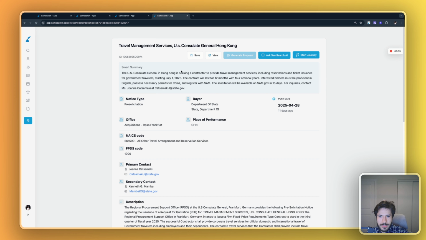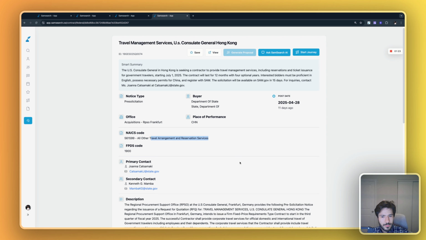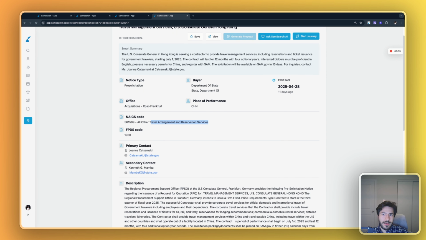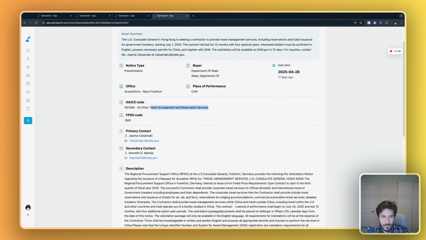Now, let's say I'm looking at this federal government contracting opportunity, and I see that it's by the Department of State, and it's for travel arrangements and reservation services. Now, a very important step before I even read more into this is I want to understand the spending of the Department of State in the travel arrangement and reservation services NAICS code. That's what's important to me, because with that, I can make decisions on whether my business is eligible to pursue such opportunities or place bids. And I'm going to show you what I mean by that.